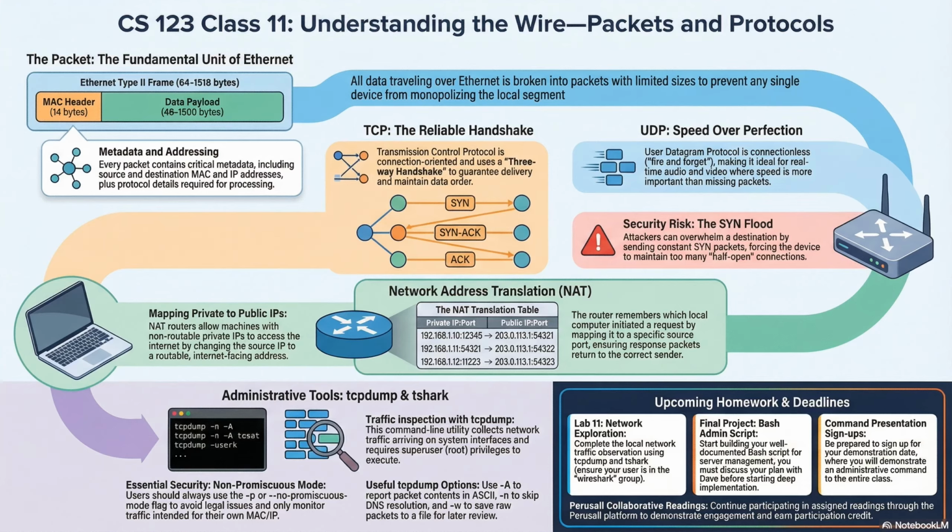But if there are 5 laptops in the house all browsing the web simultaneously, how does the router know which incoming packet belongs to which laptop when the web server replies? It uses port numbers.